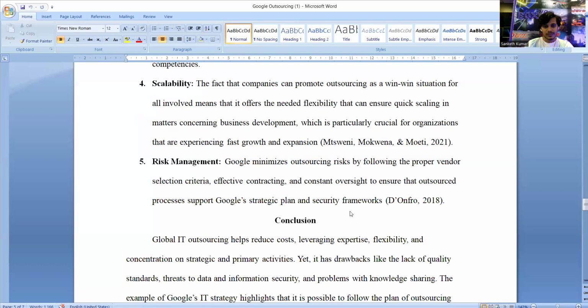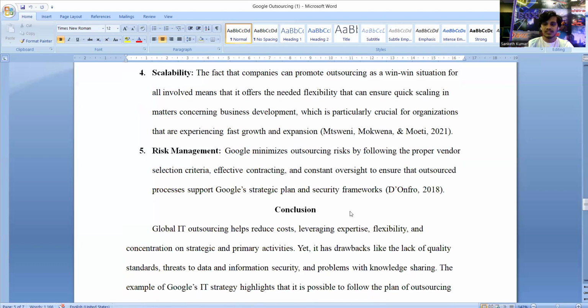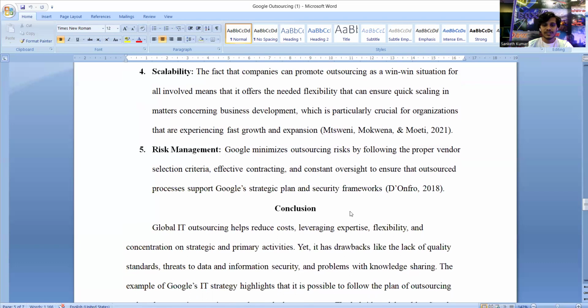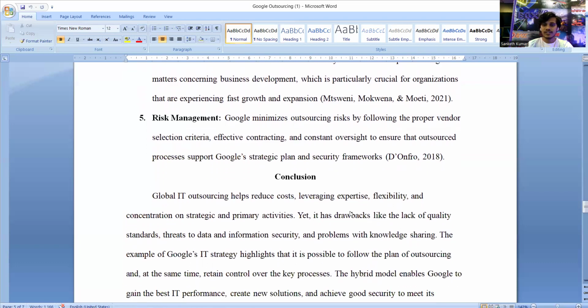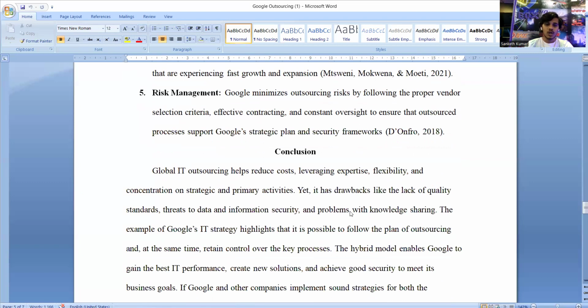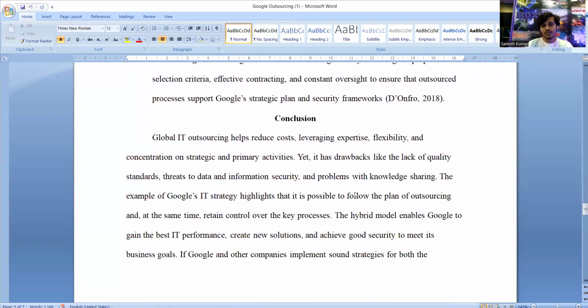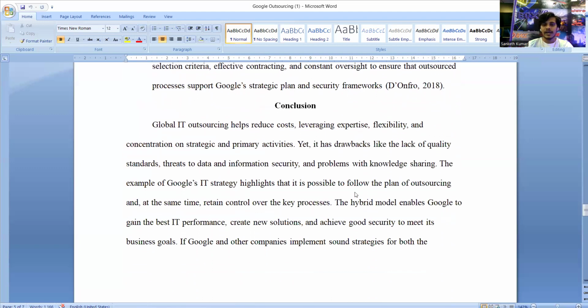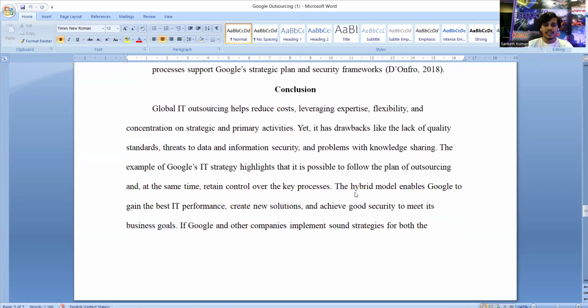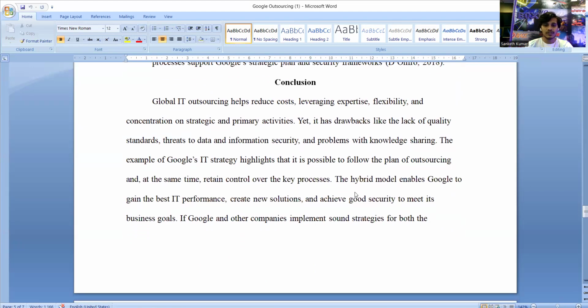Risk management. Google minimizes outsourcing risks by following proper vendor selection criteria, effective contracting, and constant oversight to ensure that outsourced processes support Google's strategic plan and security frameworks. Well, coming to the conclusion, global IT outsourcing helps reduce cost, leverage expertise, add flexibility, and allow concentration on strategic primary activities. And it has drawbacks like the lack of quality standards, issues of access to data and information security, and problems with knowledge sharing. The example of Google's IT strategy highlights that it is possible to follow the plan of outsourcing and at the same time retain control over the key processes.